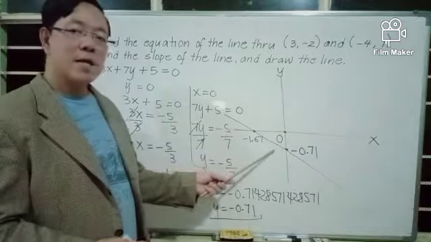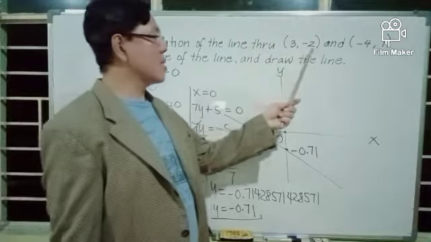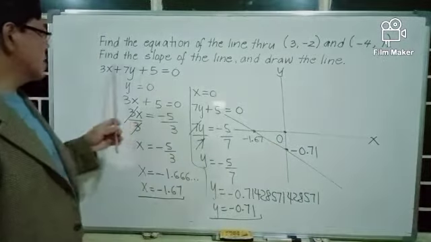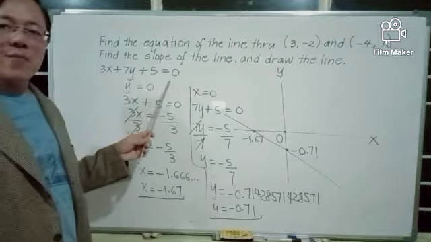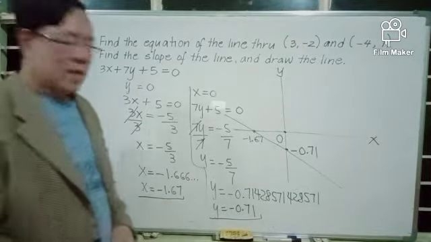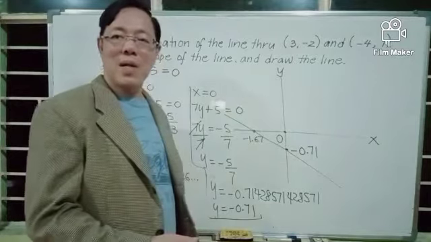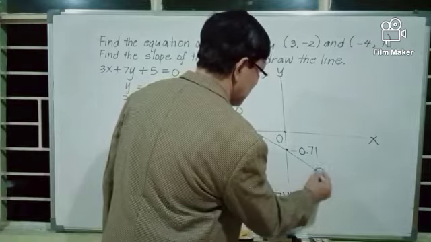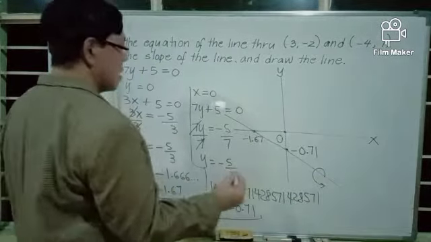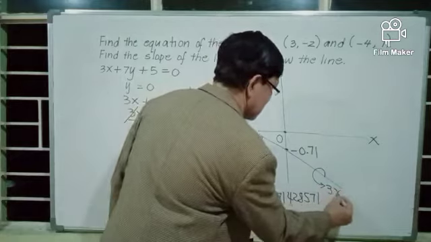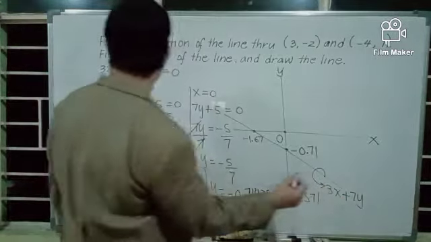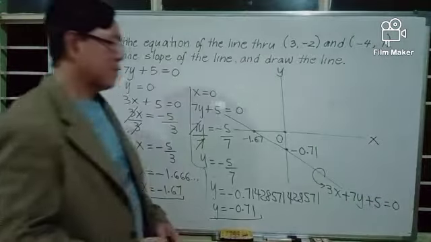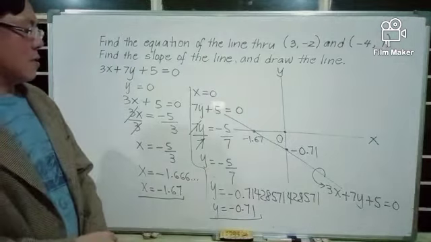This is the line passing through the points 3, negative 2 and negative 4, 1. And the equation of this line is 3x plus 7y plus 5 equals 0. It is best that you label the line with its equation. And this line has equation 3x plus 7y plus 5 equals 0.